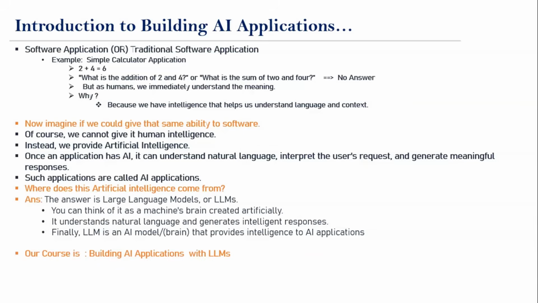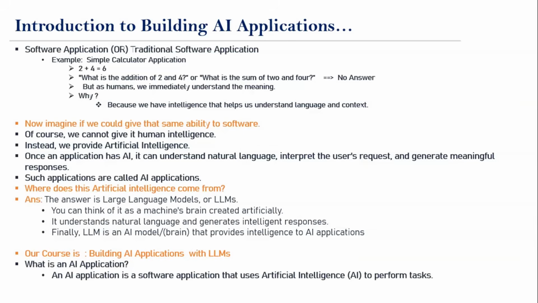So our course is building AI applications with LLMs. Suppose you get a question like, what is an AI application? Simply, the answer is: an AI application is a software application that uses artificial intelligence to perform tasks. That's it, and that's what we are going to learn in our course.